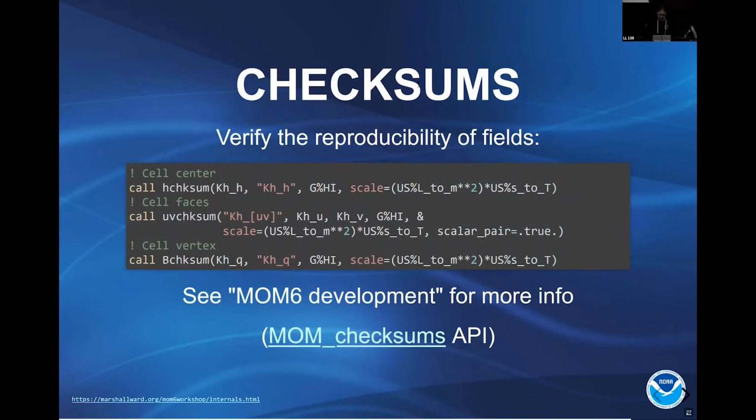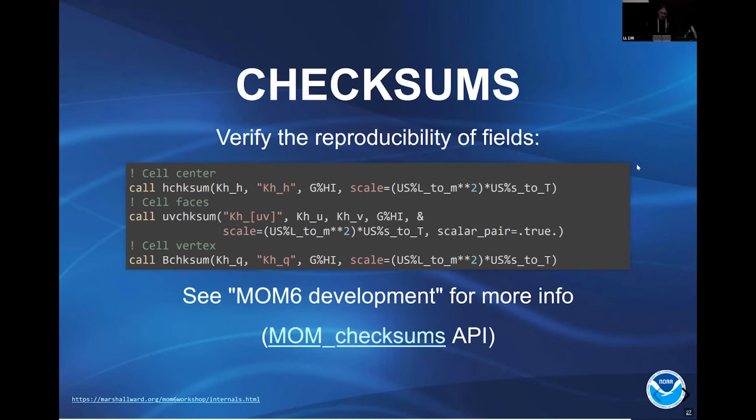And finally, checksums is another feature that we have. I will talk about this more after the break, but this is how we validate the model. Putting these in can be very useful. Generally, you want to wrap them in a debug flag so that they don't run in production. They're not cheap.